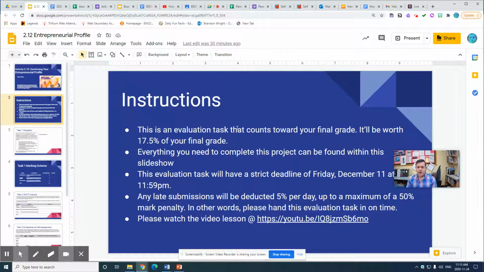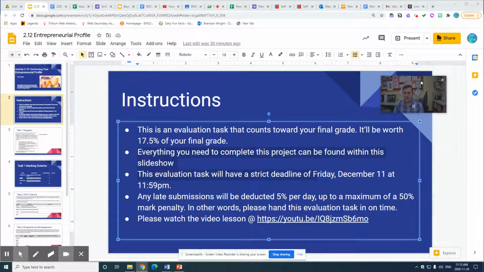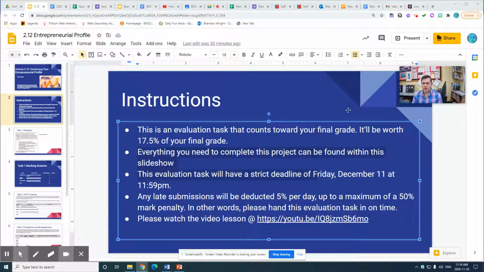All right, as I mentioned, this is worth 17.5% of your final grade, and everything that you need to complete this project can be found within the slideshow. I'm going to put my screen up here. Now, unlike the daily practice assignments, those don't have deadlines. This one does have a strict deadline of Friday, December 11th at 11:59 p.m.